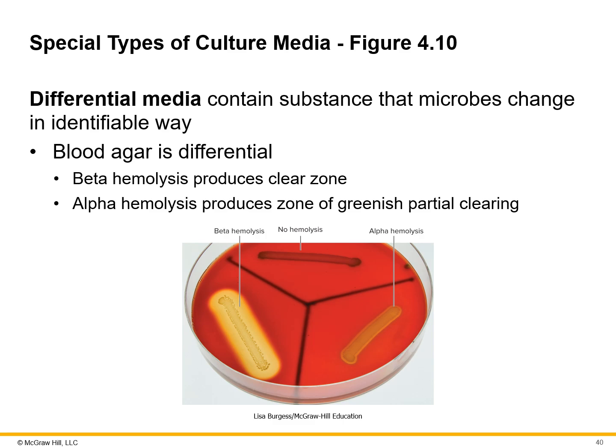The other one that's listed in your book is blood agar. Blood agar contains the blood from, I believe it's sheep, and in the blood are red blood cells, obviously. And what we're testing for when we use this particular differential media is the ability to lyse red blood cells.